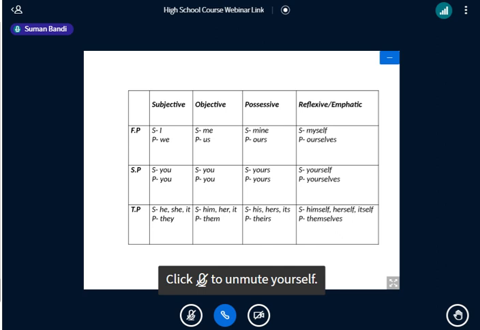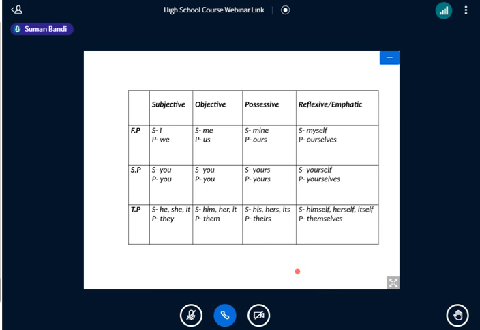But most of the time, teachers only bother to teach subjective case forms. Teachers don't bother to teach the other case forms. But we need to teach them and make sure our students are thorough in all these case forms. So that is what we need to keep in mind.